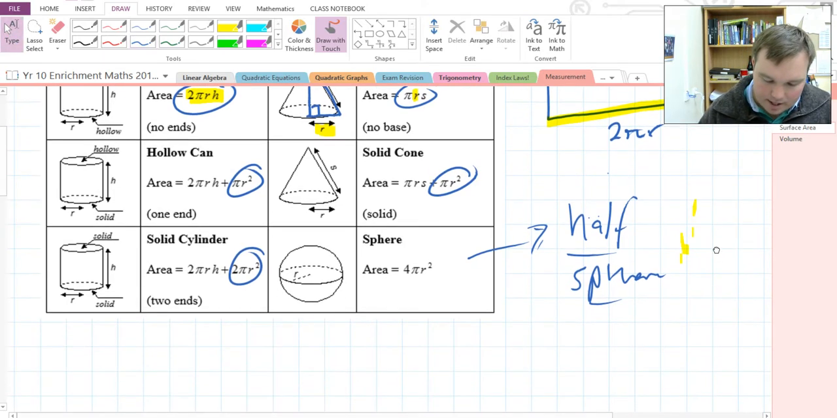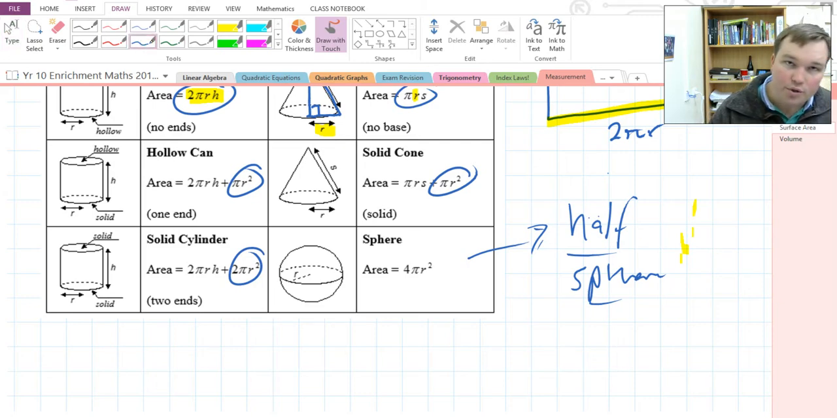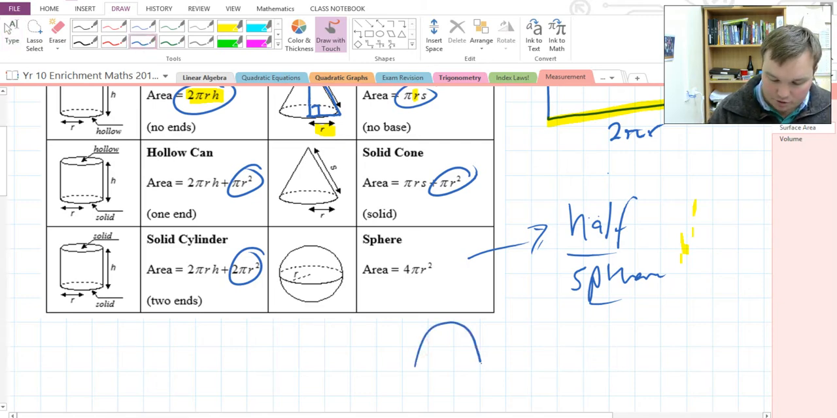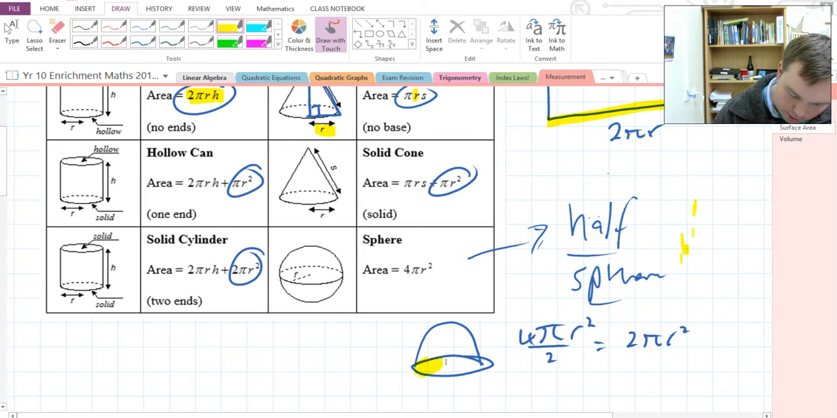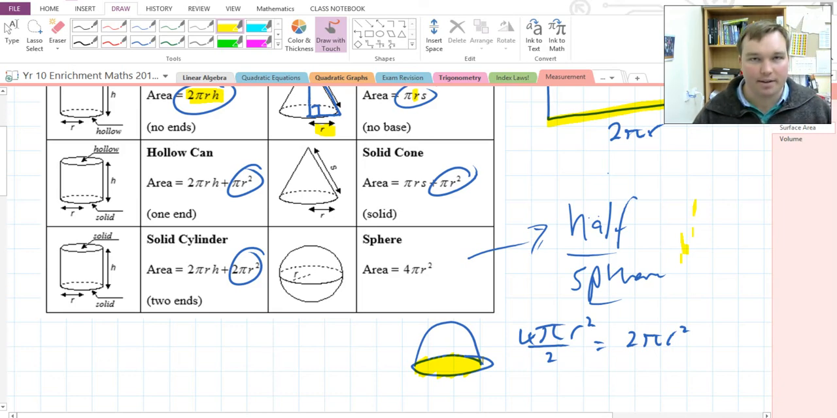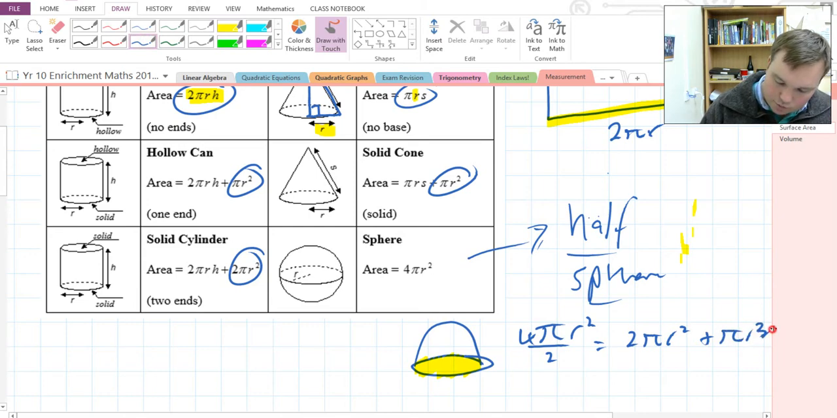Now, sphere, the area is 4 pi r squared. Note that with a half sphere, and I won't be able to draw one, but I'll try anyway. A half sphere is clearly 4 pi r squared on 2, so 2 pi r squared. But remember, a half sphere also has this circle at the bottom. That circle in a half sphere then becomes part of the surface area. So that's a further pi r squared. So really, the surface area of a half sphere is 3 pi r squared.